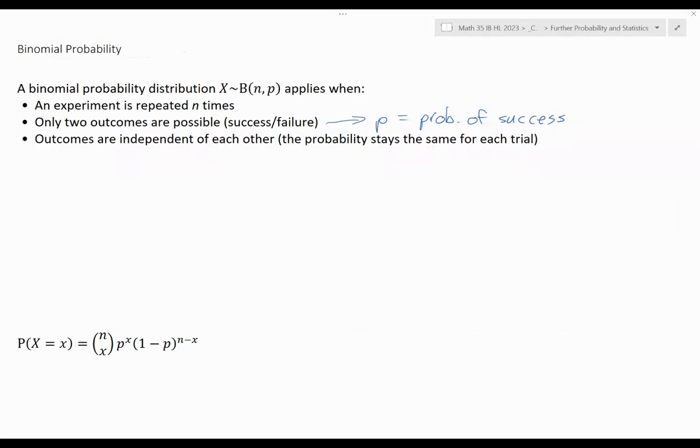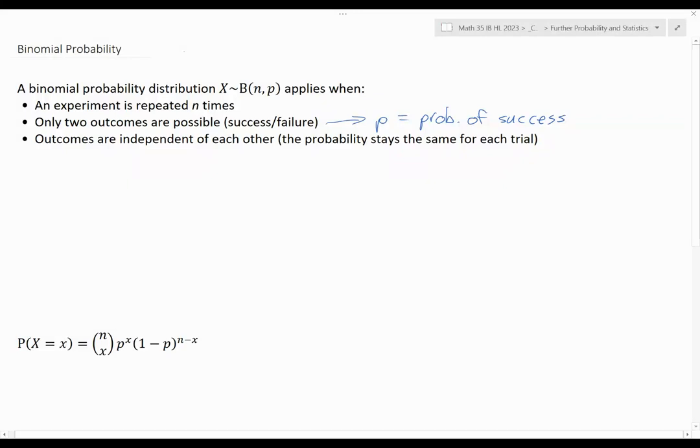And outcomes are independent of each other. So in other words, at each trial, at each repetition of the experiment, the probabilities do not change. The probabilities don't shift. It's p the whole time for all n repetitions of the experiment.